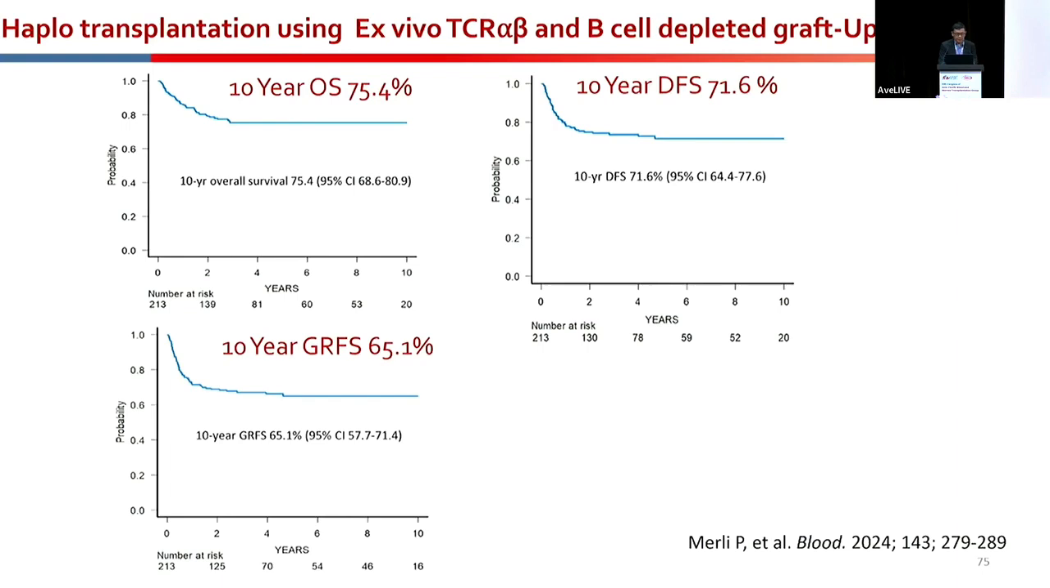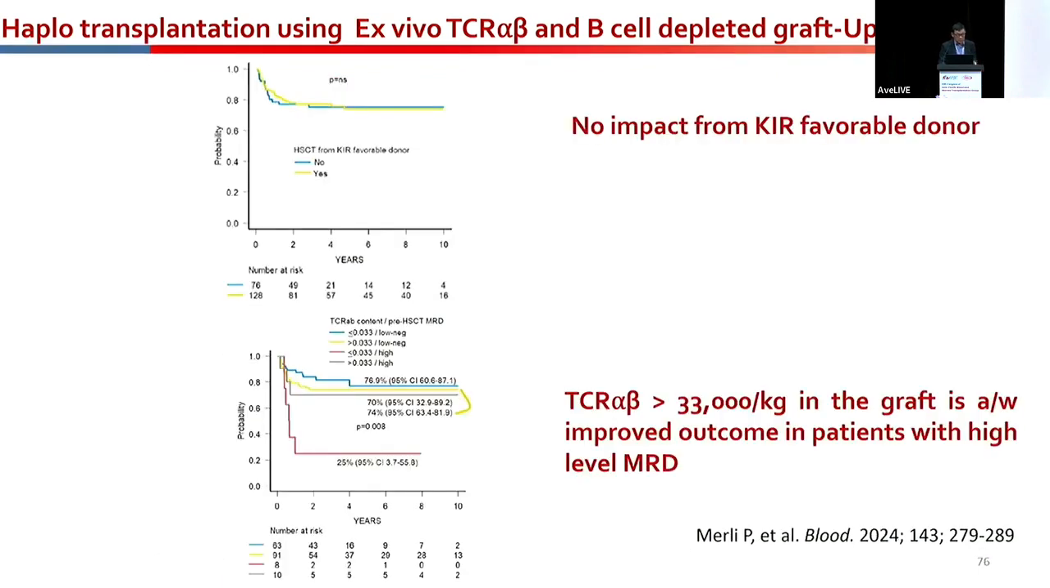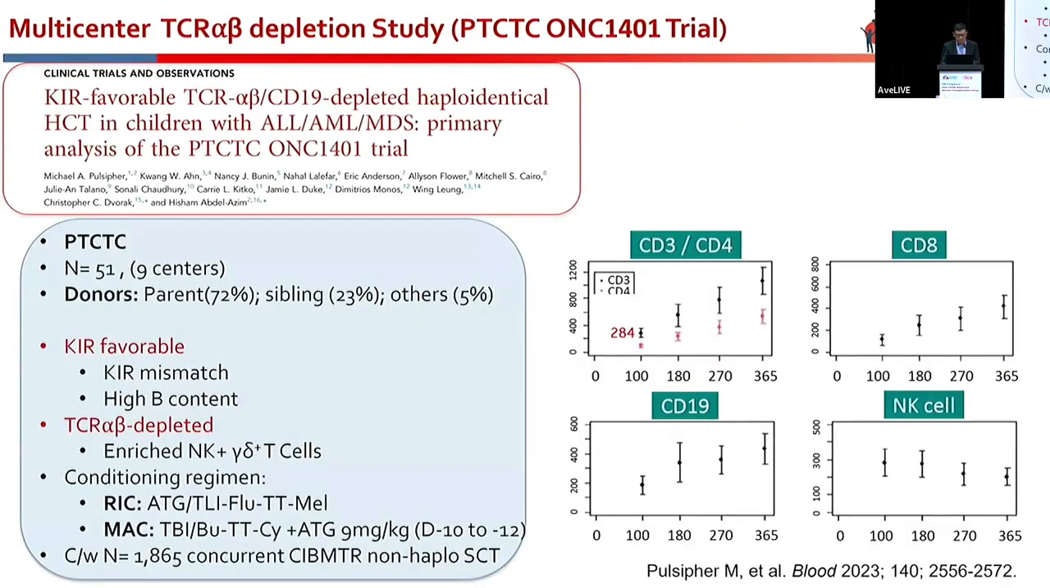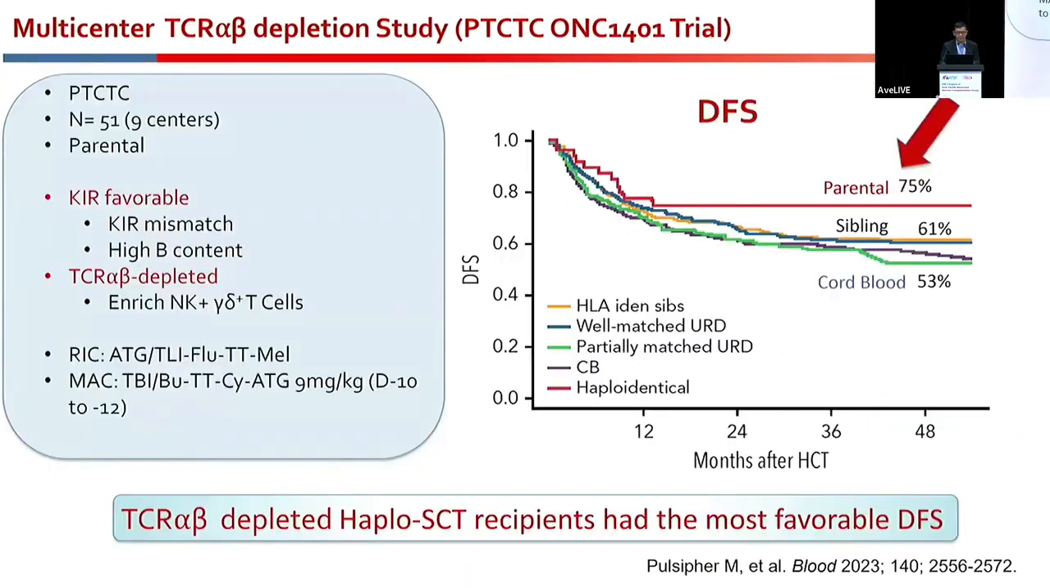They have a very impressive 10-year overall survival of 75%, disease-free survival of 71%, and GVHD relapse-free survival of 65%. In that study, they did not show any impact from the KIR mismatched donors. I think this is likely because of the use of the ATG that's given close to the infusion day. And this is a study that was presented by Prof. Leong. Essentially, what I want to show you is that the use of a haploidentical donor using the KIR favorable donor allows the cure of children with high-risk leukemia.